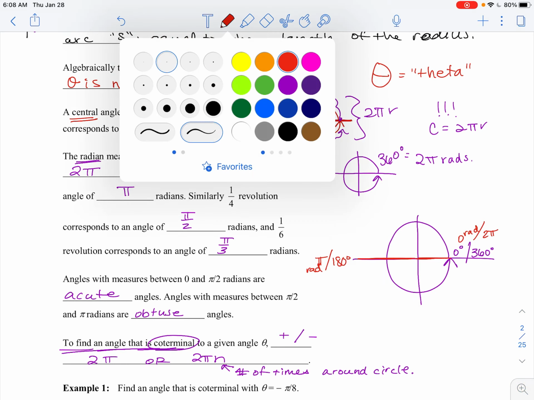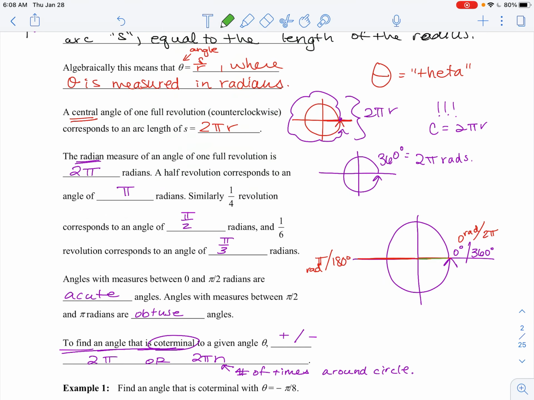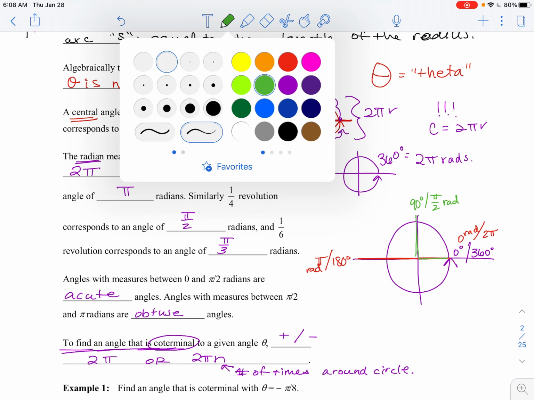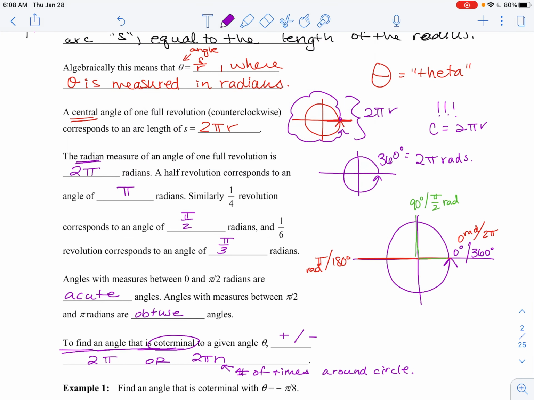A quarter of the circle, starting here and ending at a quarter of it, we would normally call 90 degrees. But in radians, we say that's pi over 2. And we can go even further. A sixth of the revolution, a sixth of the circle, would be like a 60-degree angle, which is the same as pi over 3 radians. And we'll be talking more about that.